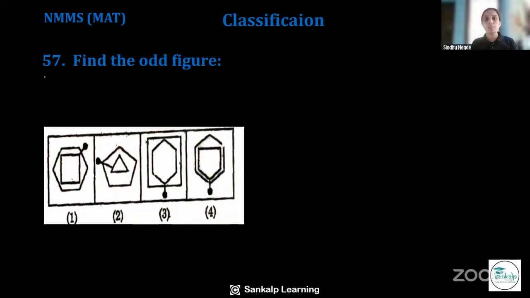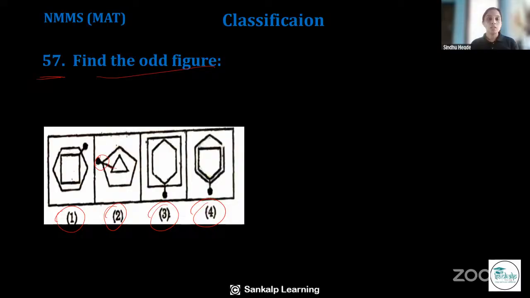Let us see question number 57 of the NMMS Math Concept Classification Non-Verbal. Find the odd figure. Here also 4 images are given. All the images contain two shapes, one outer shape and another inner shape, but one dotted pin is connected in all the images. On the basis of that dotted pin, we can find out the odd figure.